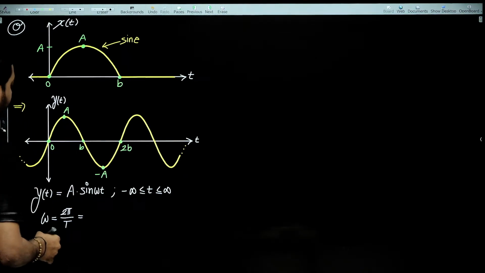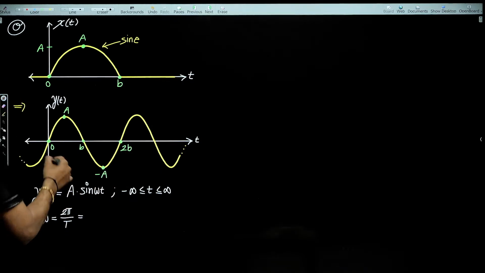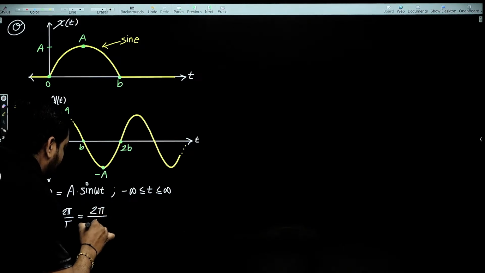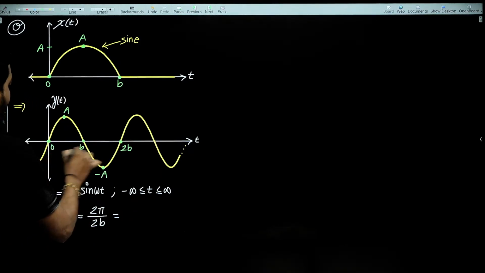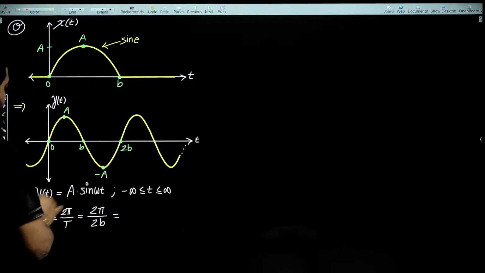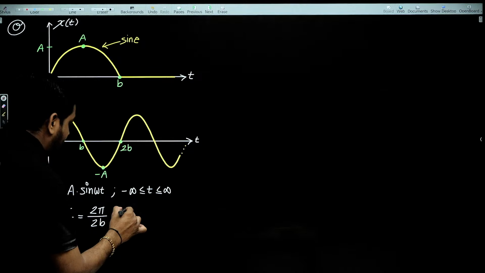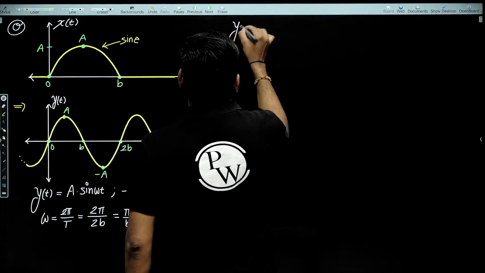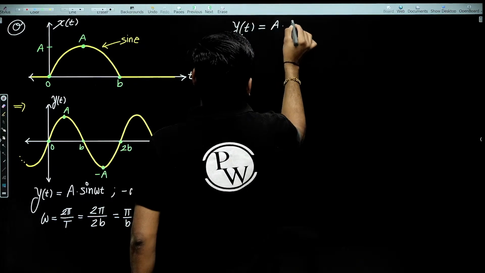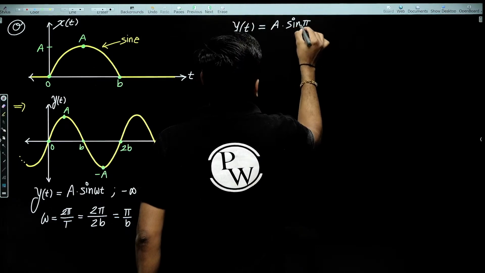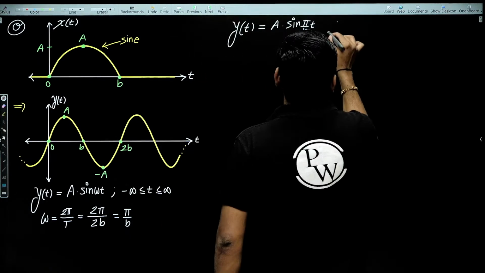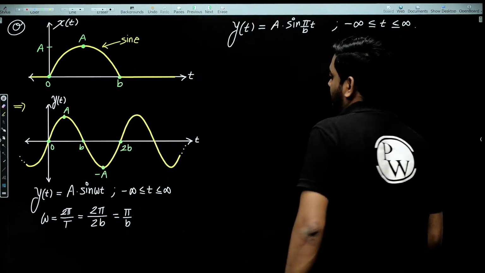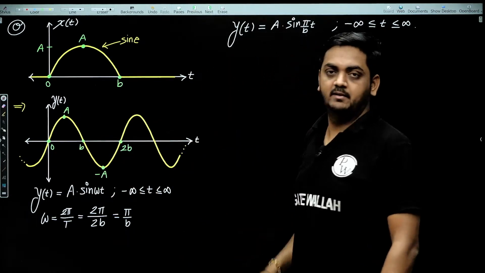What is the fundamental time period? The fundamental time period is 2B, guys. You can see here 2B, from here to here. This is the fundamental time period, correct? So omega will be pi by B. So y of t is equal to A sine pi t by B, but this is the everlasting, infinite duration sinusoidal function, starting from minus infinite, ending at plus infinite.